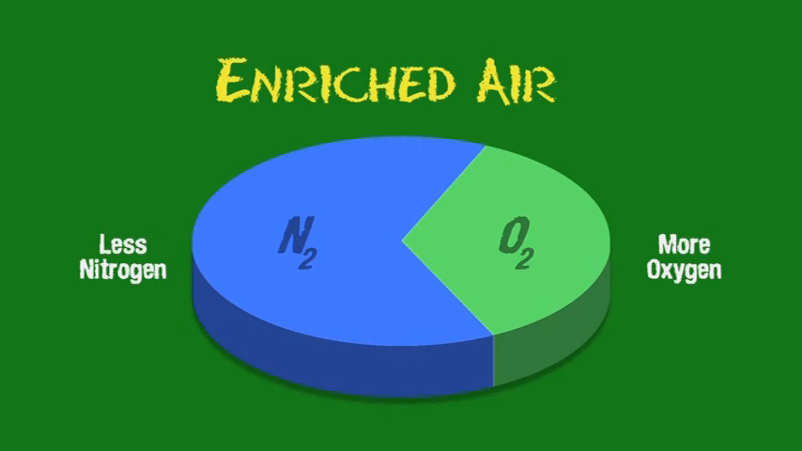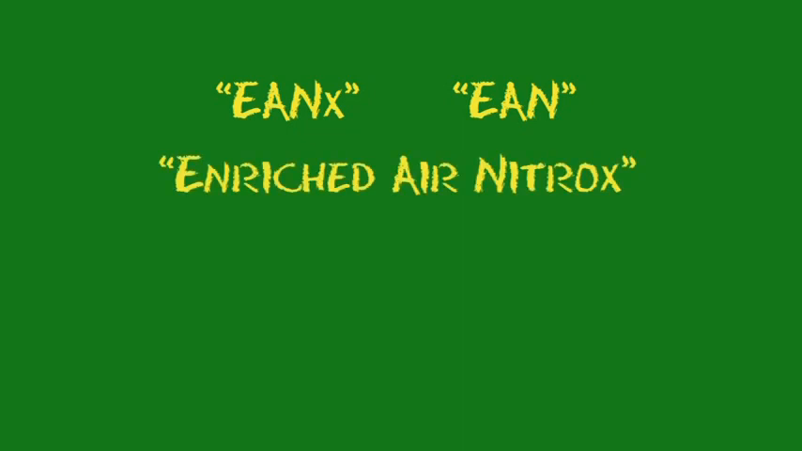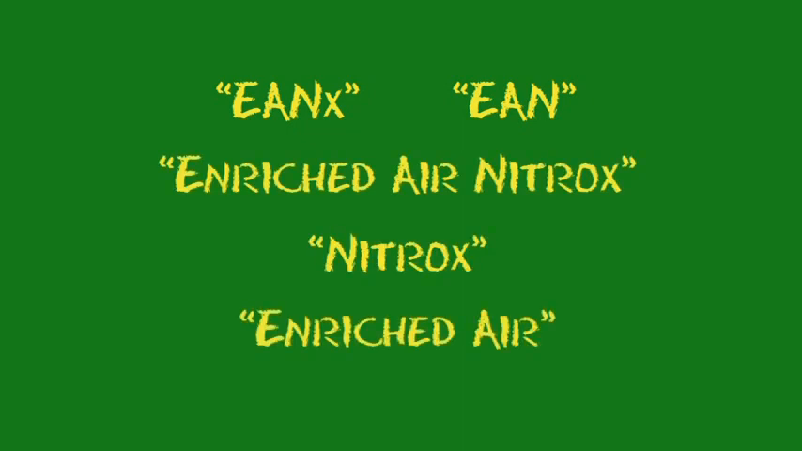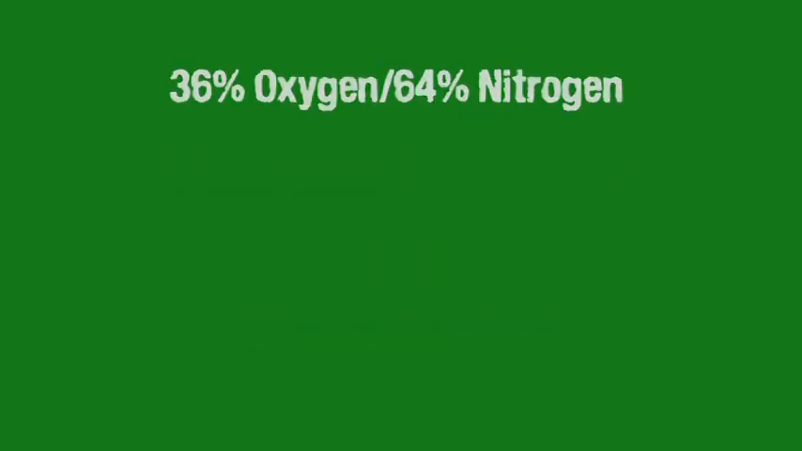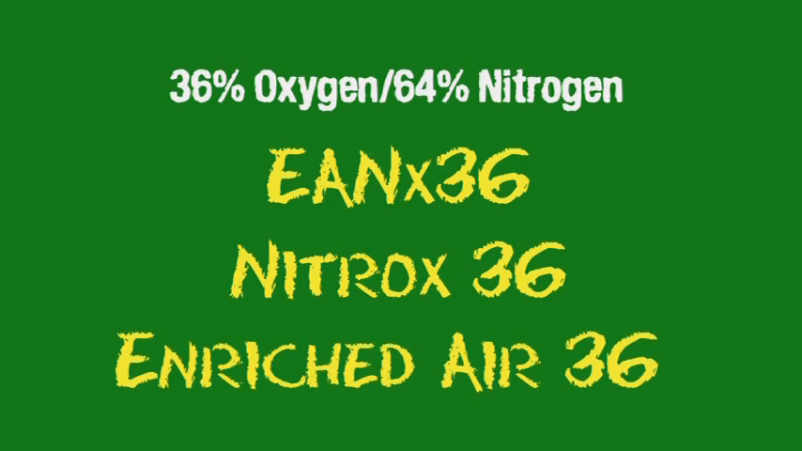You'll hear it called different things. EANX or EAN for enriched air nitrox, or just nitrox or enriched air. It's all the same stuff. To name a specific blend, just add the oxygen percent. Call enriched air nitrox that's 36% oxygen, 64% nitrogen, EANX 36, nitrox 36, or enriched air 36.